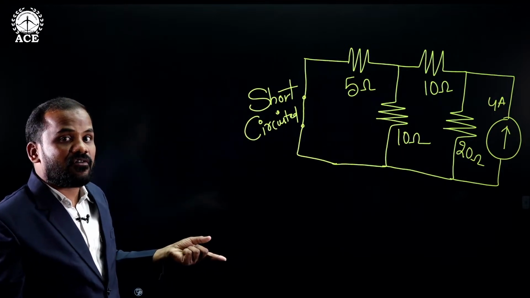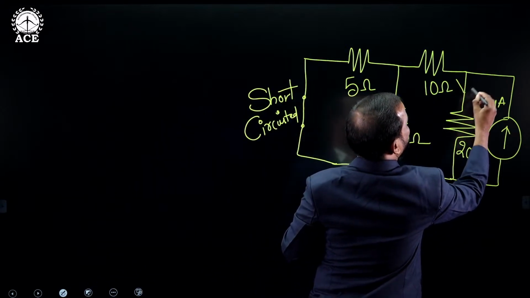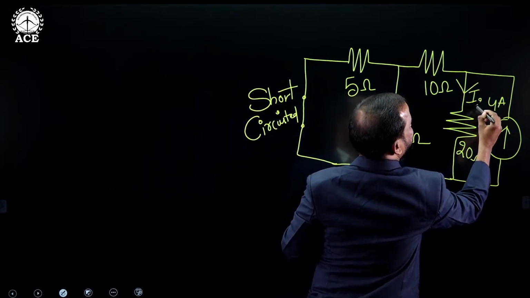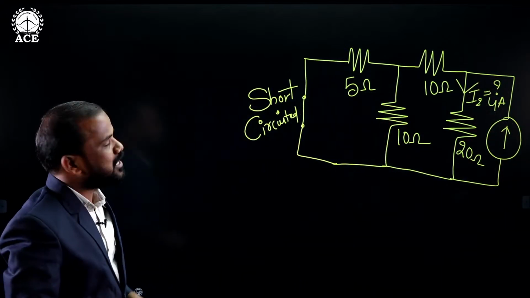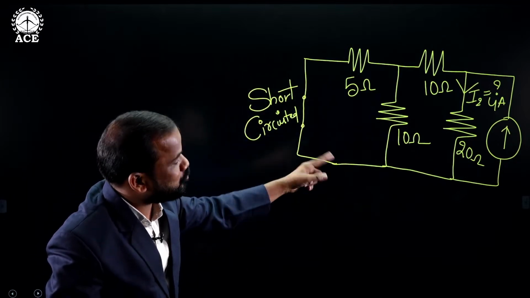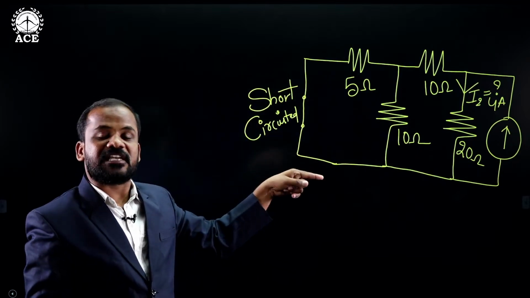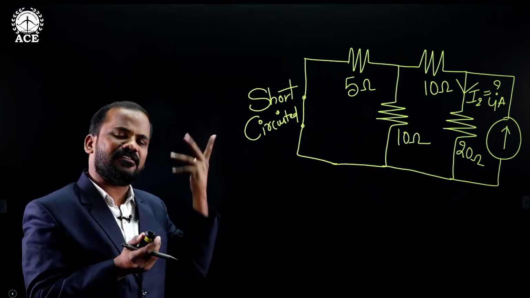Again our target is what? Our target is how much amount of current is flowing through 20 ohms only. Assume the current under case number 2 as I2. Our target is to find how much amount of current is flowing through the 20 ohms when current source is acting alone. After getting this, we need to add the two currents for finding the final solution.